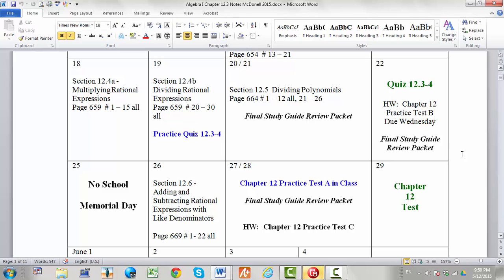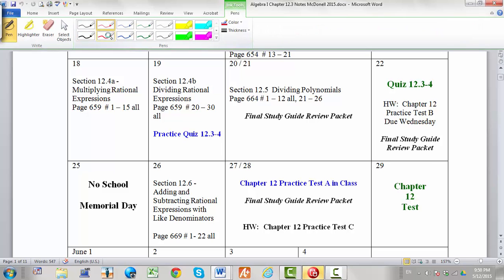I do have built in here, you can see a couple days of review. I want to make sure that you are comfortable and know that we've got a half day designated there on the 21st for review. Following our quiz, we're going to have another day of review there, and then we'll have a half day period of time for review with our final packet coming up.